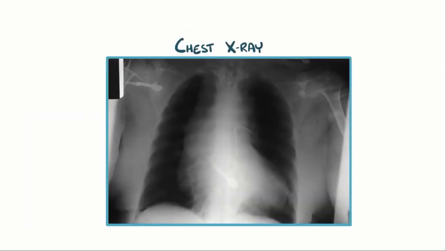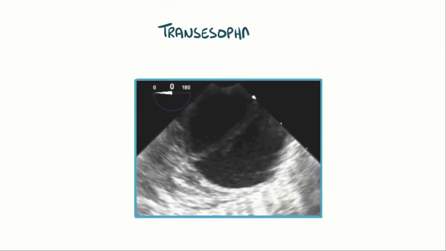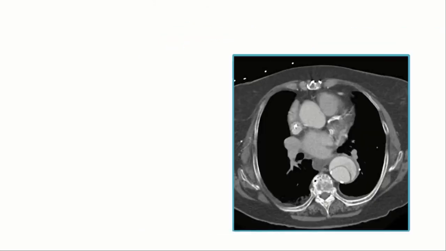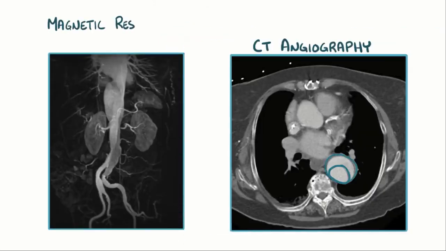On a chest x-ray, there's typically a widened aorta. More sensitive imaging techniques that are commonly used include a transesophageal echocardiogram, which is where an ultrasound probe is passed through the esophagus to get a clear picture of the aorta. There's also CT angiogram and magnetic resonance angiogram, both of which look closely at the blood vessels.